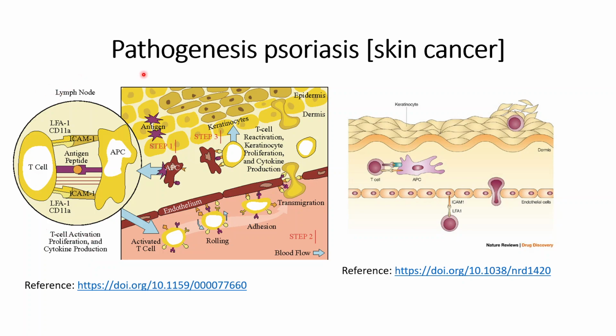In this video, we will discuss the pathogenesis of psoriasis, which is a type of skin cancer. First, we will understand how the immune system works whenever psoriasis is detected by the immune system of the host. And second, we will discuss how Raptiva works.